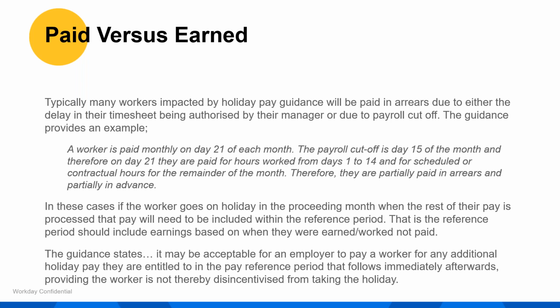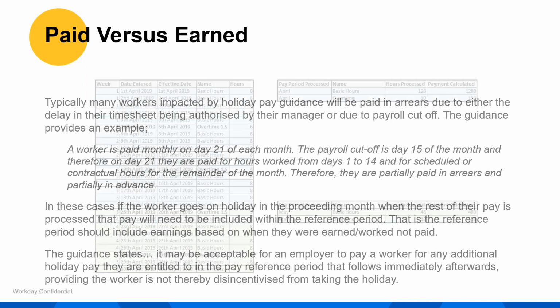So say they go off mid-August, and August pay combines some of August's pay, but it also has a bit of July pay that wasn't processed. That July payment would need to be pulled back into the weeks it applies to in July. The guidance states it may be acceptable for an employer to pay a worker for any additional holiday they are entitled to in the pay reference period that follows immediately afterwards, providing the worker is not thereby disincentivized from taking holiday. So again, I've got a visual on that.